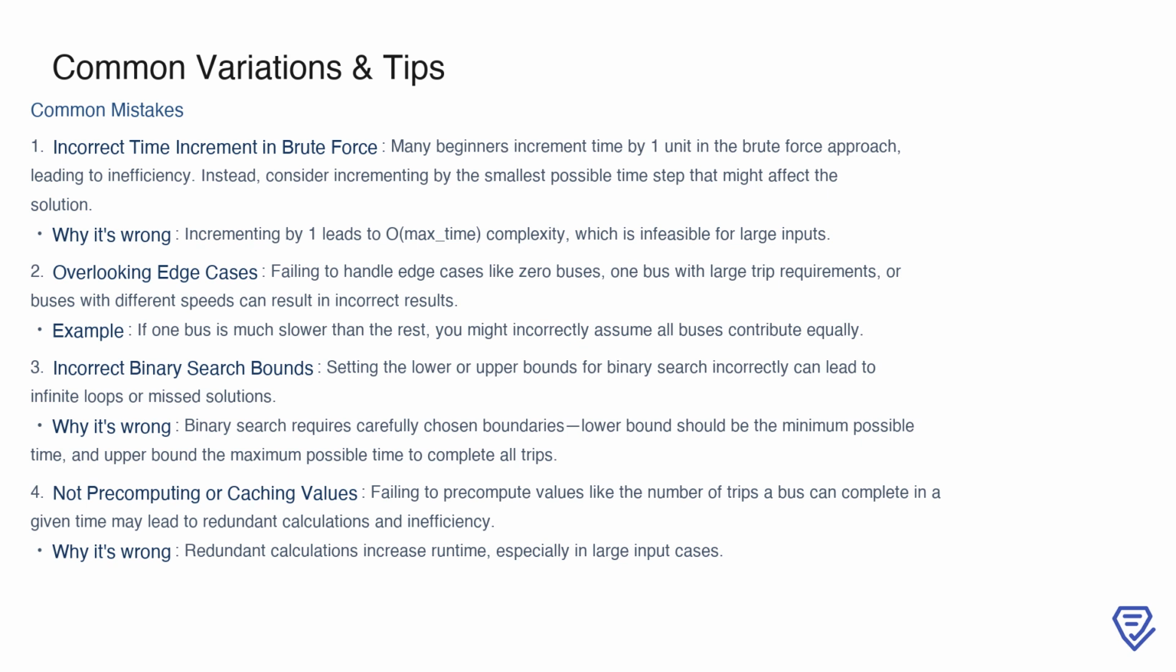Additionally, errors in setting binary search bounds are also common. If the lower or upper bounds are not chosen carefully, for example, setting the lower bound too high, you risk infinite loops or failing to find a valid solution. Finally, not pre-computing or caching values, such as the number of trips a bus can complete within a given time, can significantly slow down your program. This redundancy increases runtime, especially with large inputs, and is something to avoid for an optimal solution.